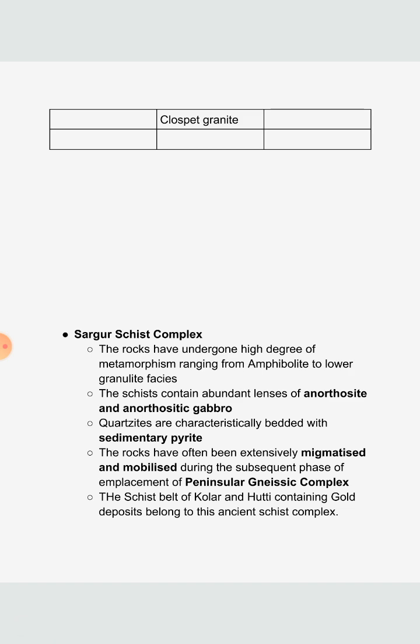The Sargur schist are the rock that have undergone high degree of metamorphism ranging from amphibolite to granulite phases. The schist contain abundant lenses of anorthite and anorthosite gabbro. Gabbro is a basic rock. Quartzite are characteristically braided by the sedimentary part pyrite. The rocks have often been extensively migmatized and mobilized. Migmatized is the metamorphic rock molten, and part of them remains in the igneous rock. So suppose that is igneous and that is metamorphic rock. So this is called the migmatite.